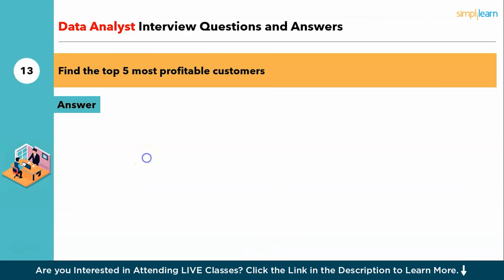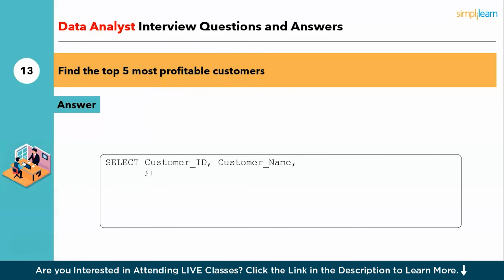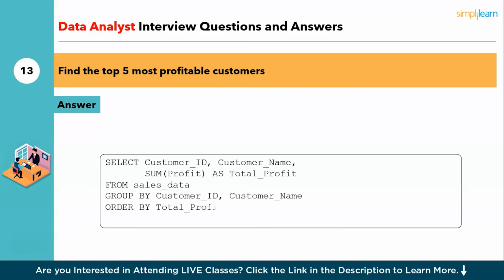Now, the 13th question in SQL is find the top 5 most profitable customers. So the query is a little bit similar to the previous one. The difference is we need to find out the premium customers which give us the maximum sale out of the n number of customers we already have. Now let's proceed back to MySQL Workbench and execute the query for this.